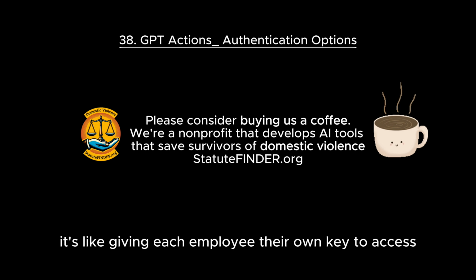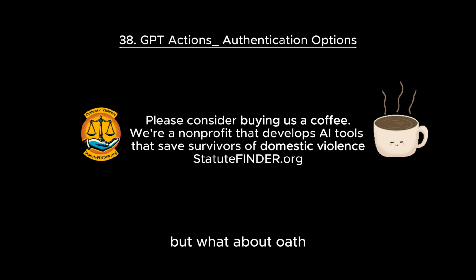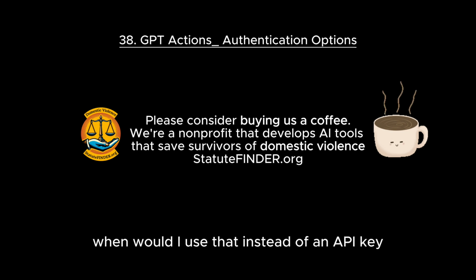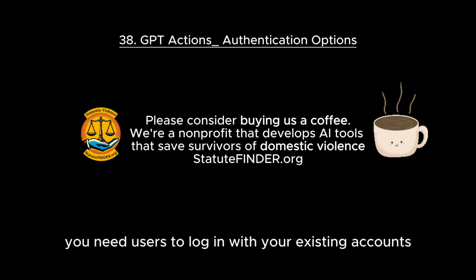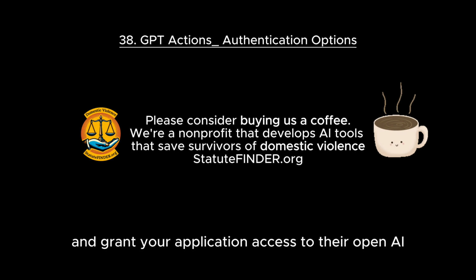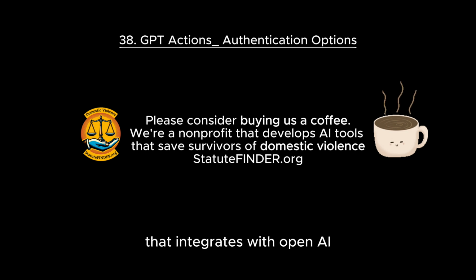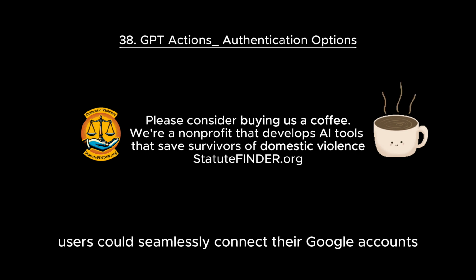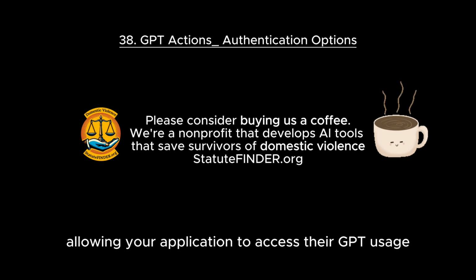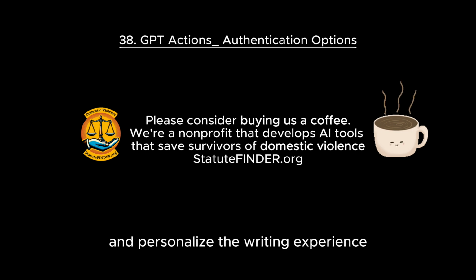That makes sense. It's like giving each employee their own key to access specific areas of the bank. But what about OAuth? When would I use that instead of an API key? OAuth shines when you need users to log in with their existing accounts and grant your application access to their OpenAI resources. For instance, imagine you're creating a writing assistant that integrates with OpenAI. Using OAuth, users could seamlessly connect their Google accounts, allowing your application to access their GPT usage and personalize the writing experience. So it's not just about security, it's also about creating a more seamless and integrated experience for users.